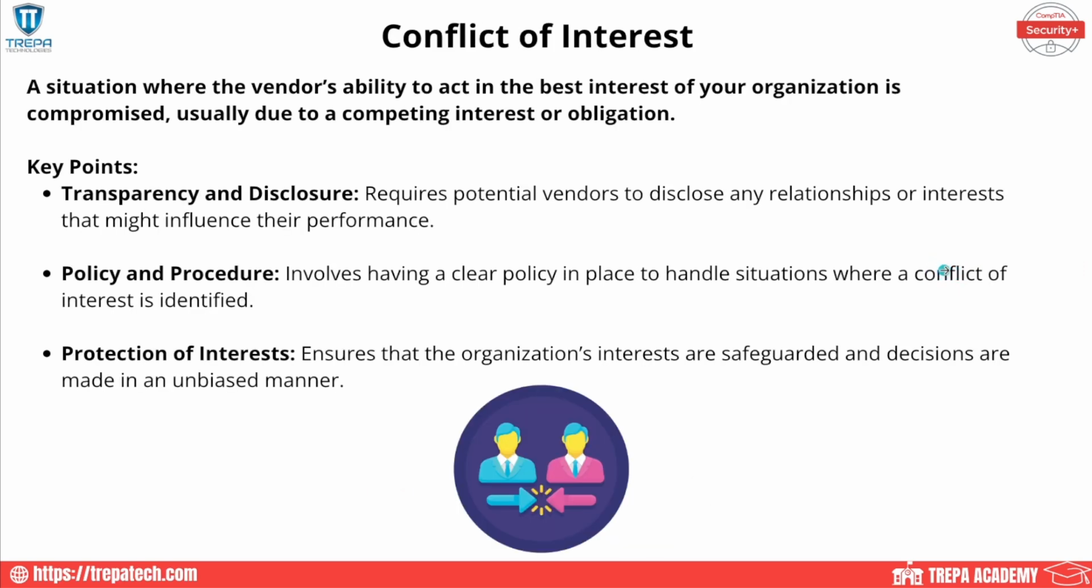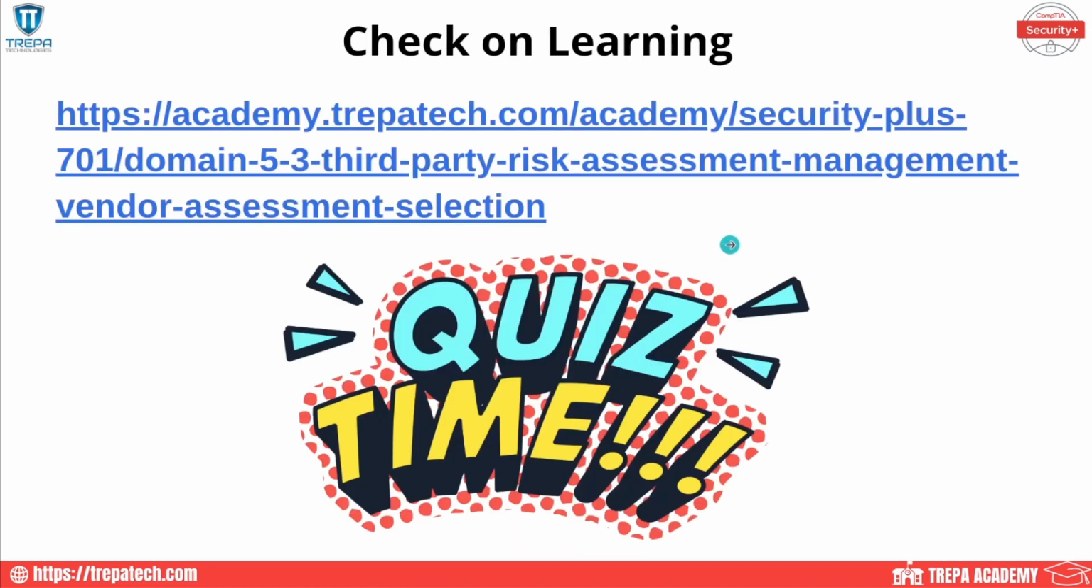Okay, conflict of interest. So we want to also make sure that there is no conflict of interest between us and the vendor, okay? We don't want to have a competing interest or obligation. So we need to be completely transparent. So this requires potential vendors to disclose any relationships or interests that might influence their performance. And then we want to have good policy and procedures. So we want to have a clear policy in place to handle situations where a conflict of interest is identified, okay? All right, awesome. So that was the first half of Domain 5.3.